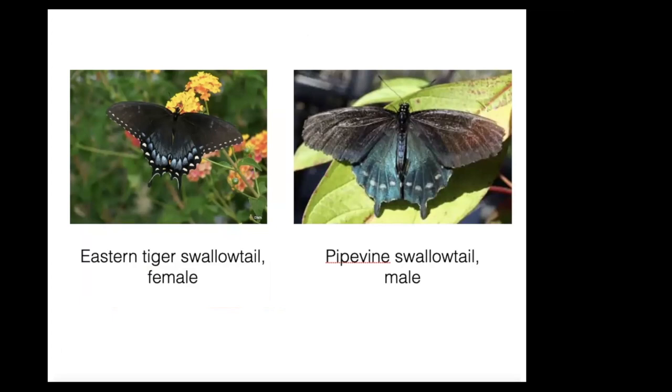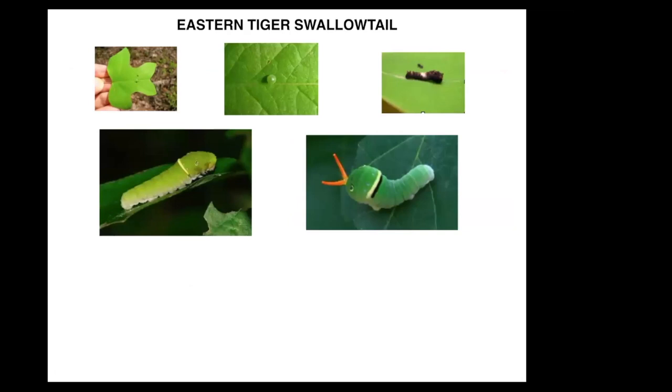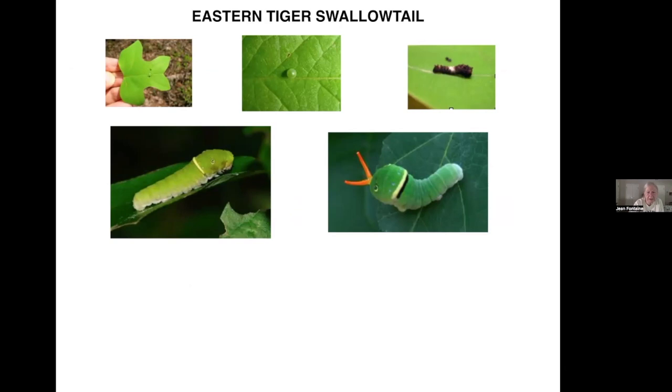And it is thought that the reason that they do that is because the pipe vine swallowtail, its host plant is the pipe vine, which is poisonous. And so the female tiger swallowtail is mimicking the pipe vine swallowtail. So when a bird comes and grabs a pipe vine swallowtail, I've seen videos of it, it shakes its head and tries to get rid of it, and it doesn't do that again. And so the tiger swallowtail is the beneficiary of that coloring.